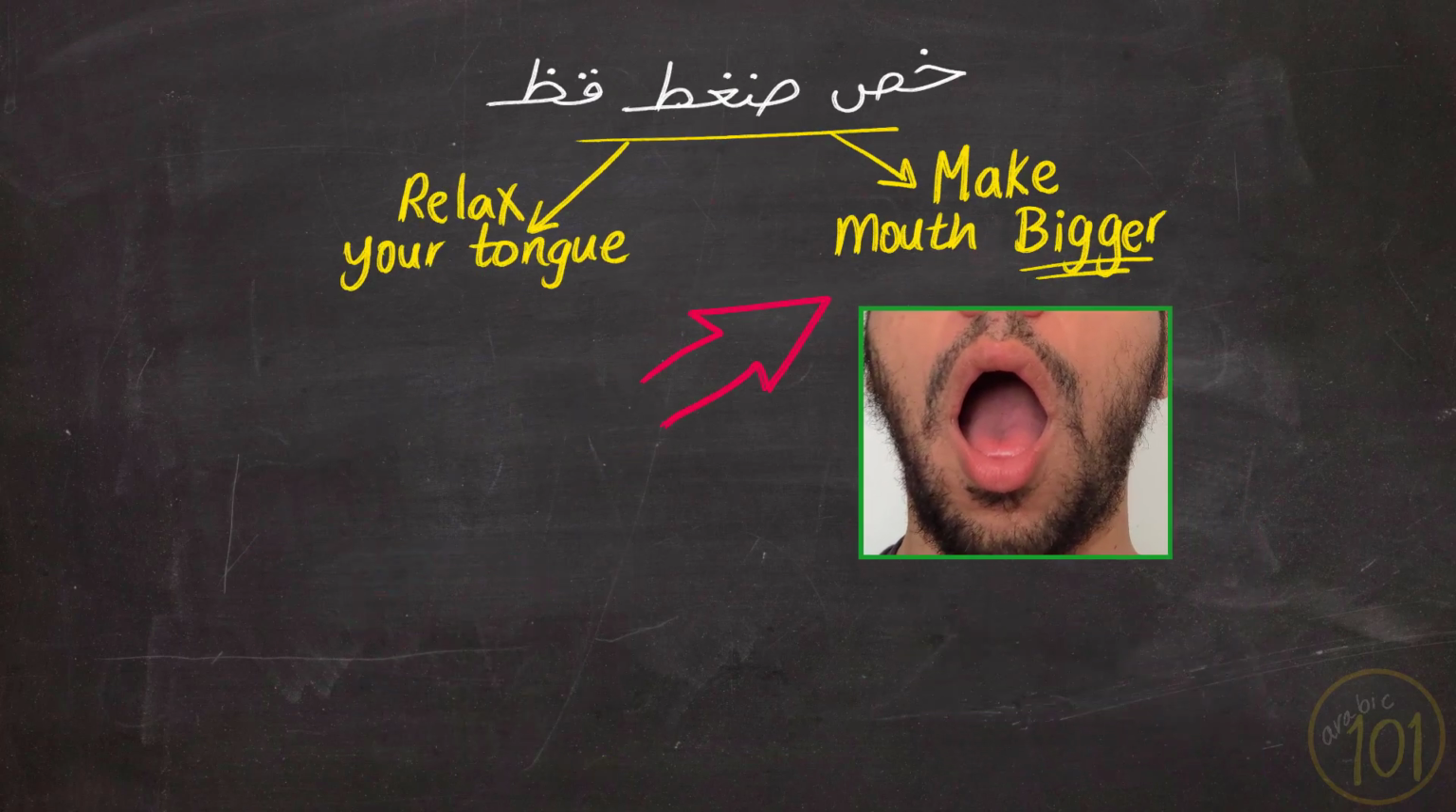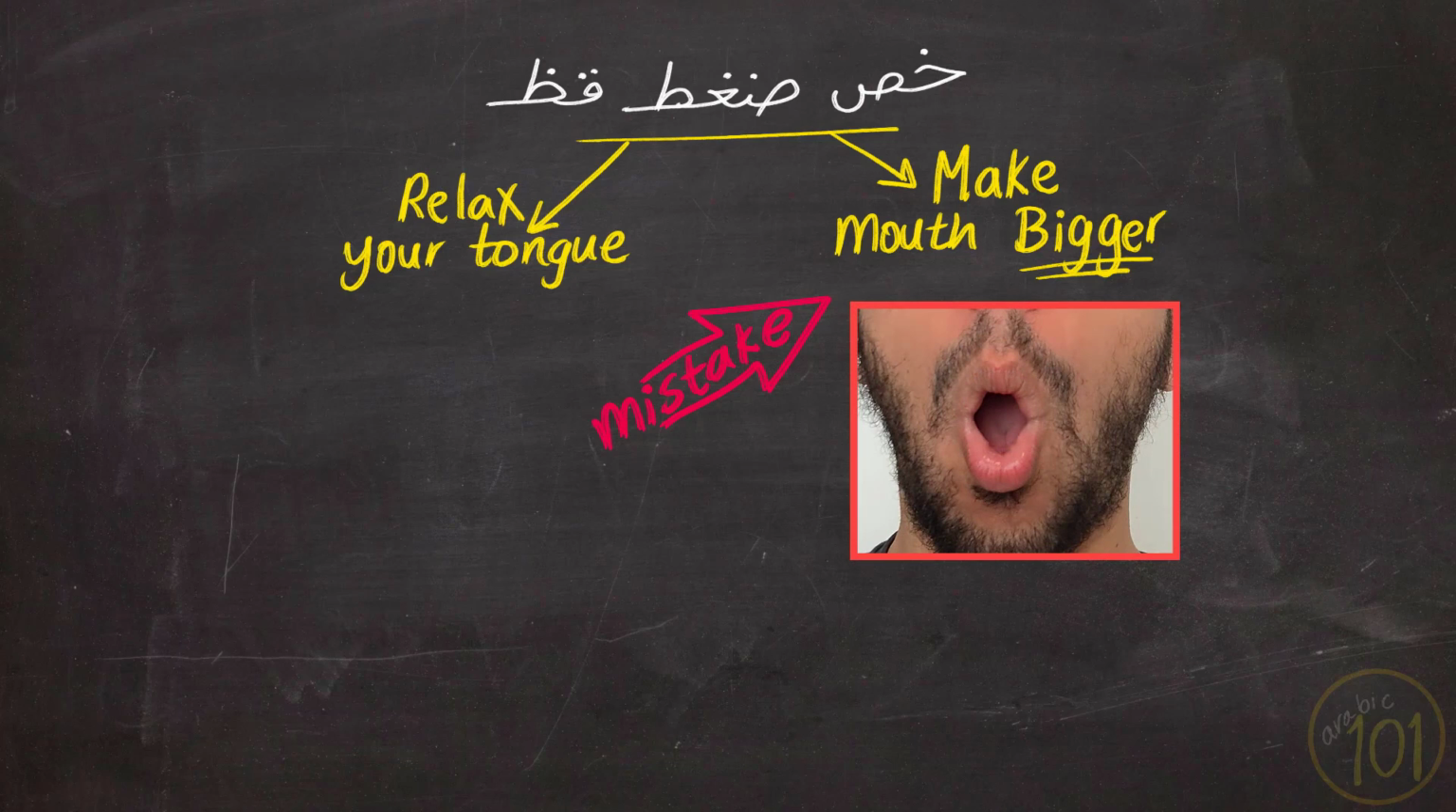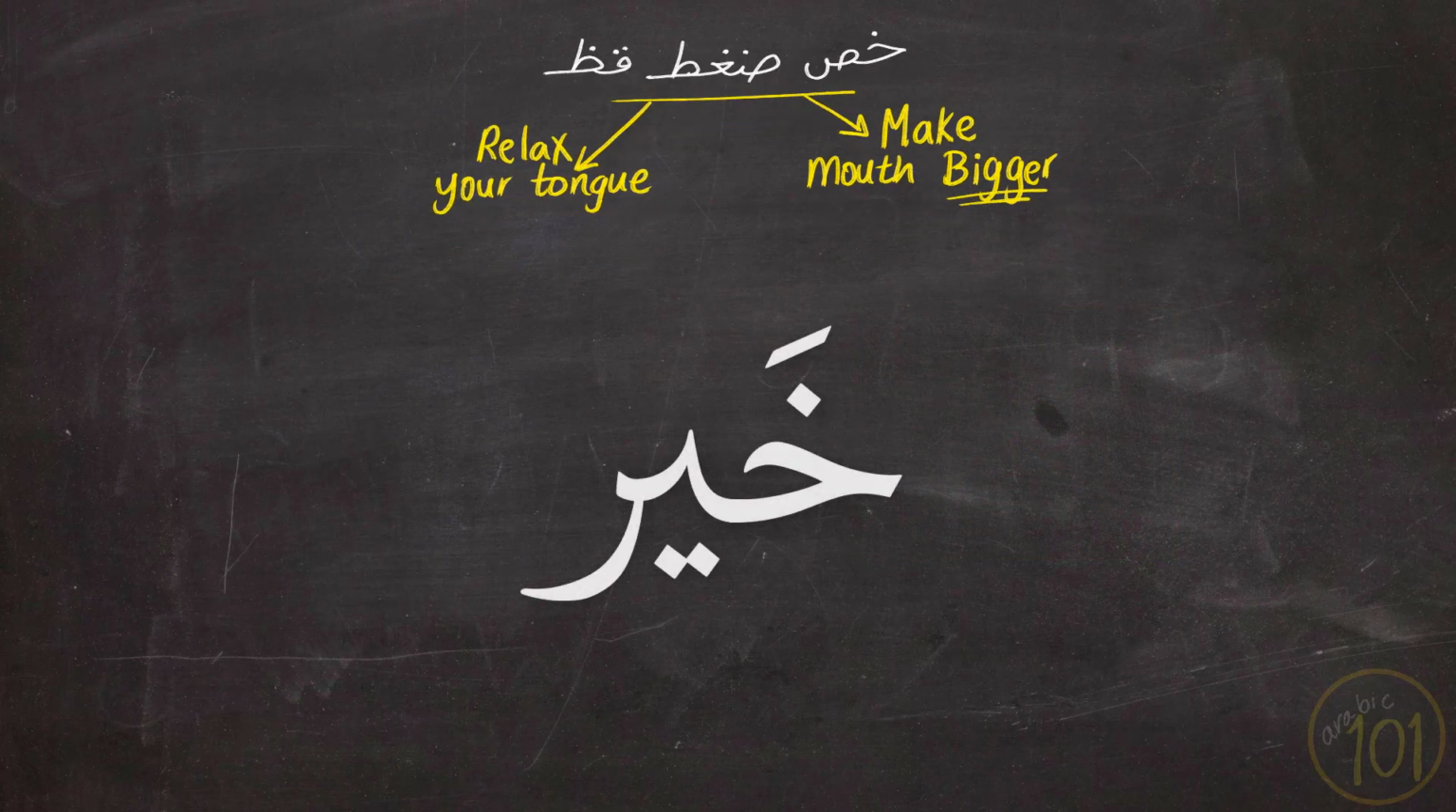And right here is where some people misinterpret the concept of making your mouth bigger. The mistake happens when they start shaping their mouths in an O form in an attempt to make their mouths as hollow as possible. But as a side effect, they would be adding an O sound to the letter, which is not supposed to happen. Let's take this word as an example.